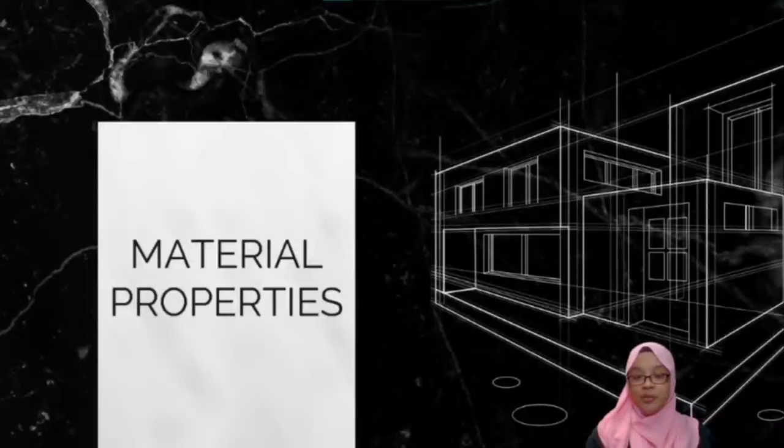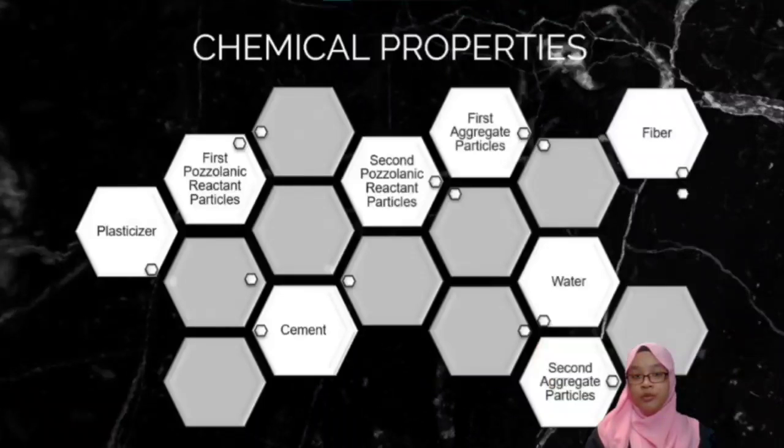Here it goes, material properties. First, we will go through the chemical properties. First is cement. Low heat Portland cement is used for the cement.